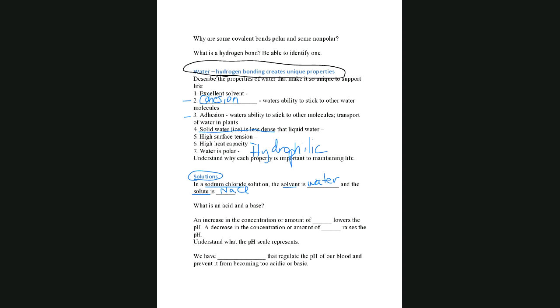What is an acid and what is a base? So an acid, okay, lowers the pH below 7. And a base has a pH above 7. Okay.